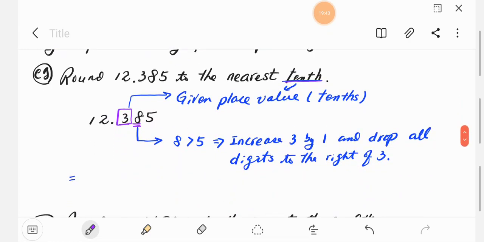Okay, so the answer will be now what? 12 point. So increase the number in the given place value, which is tenth, by 1. All right, and then drop all the other digits.